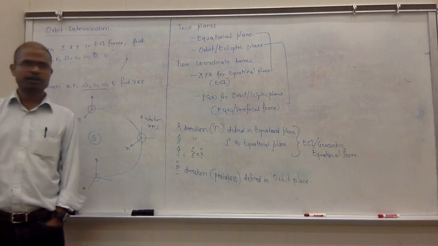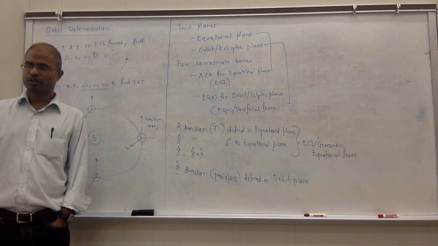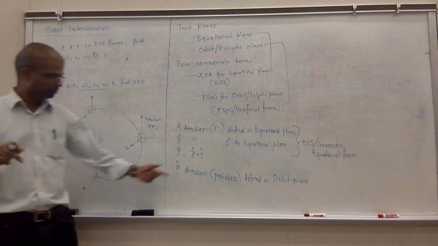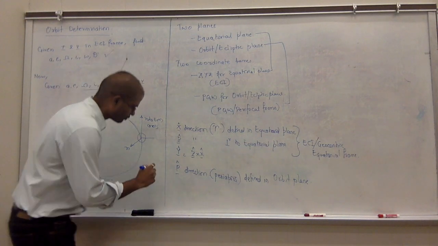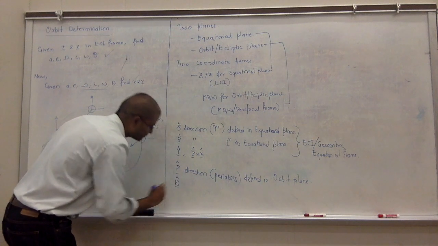Once you identify that periapsis direction, the point of closest approach, you join the center and the periapsis point to remain the same. Now we define this W direction next.